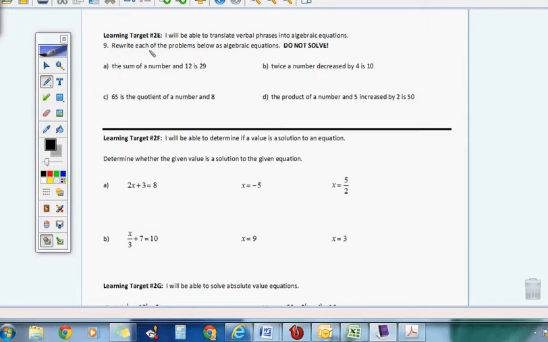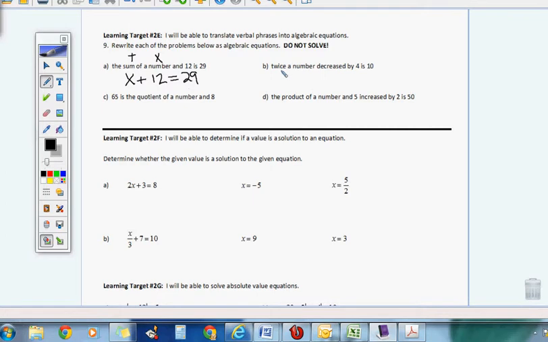This number 9 here. The sum of a number and 12 is 29. So first of all, sum means addition here. A number means a variable. And 12. The "and" is important. The "and" is telling you the things you sum together. So I'm going to have x plus 12, and that equals 29.